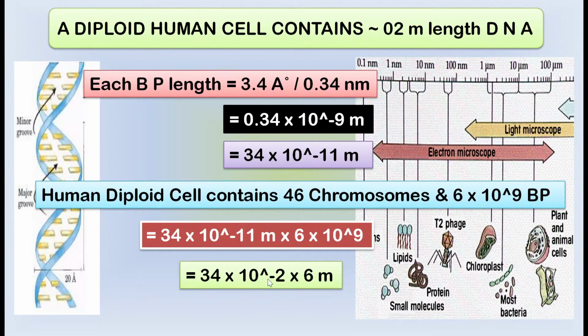It will give 34 into 10 to the power of minus 2. It is minus 11 and 9, so by cancelling, it gives minus 2 into 6 meters. And finally, you get 2.04 meters. In this way, each diploid cell nucleus contains approximately 2 meters length of DNA. But it is repeatedly folded during chromatin and chromosome formation, which adjusts it to the 10 micron, 100 micron cells. So in this way, each diploid cell contains that much length of DNA.